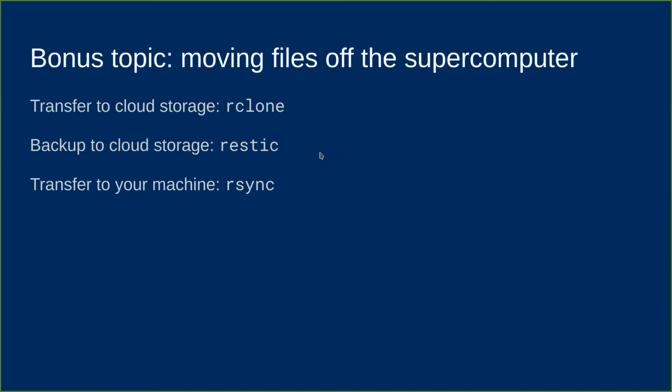So rclone, essentially what it does is it's kind of like rsync, but for cloud storage. If I want to move something from the supercomputer up to, say, Box or Google Drive or whatever it may be, I can use rclone to do that. And this is useful because it's always annoying to have to move a file from the supercomputer to your computer just so that you can upload it to Box or wherever you want to upload it.